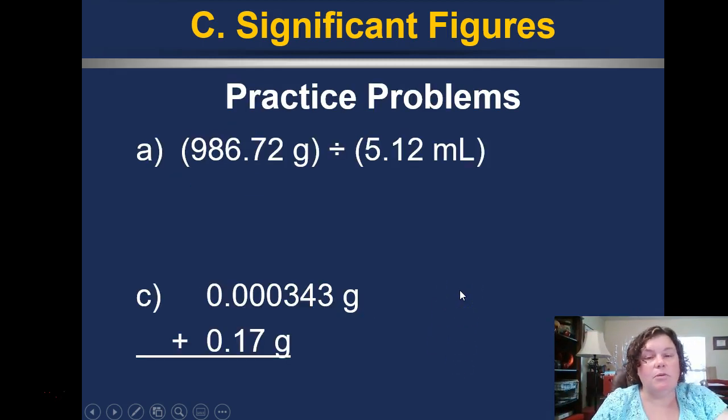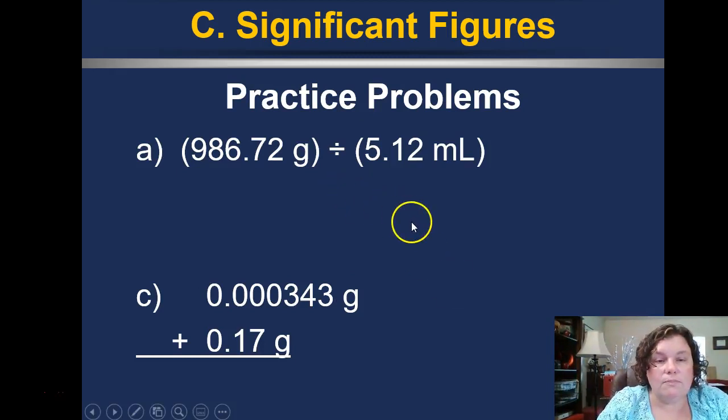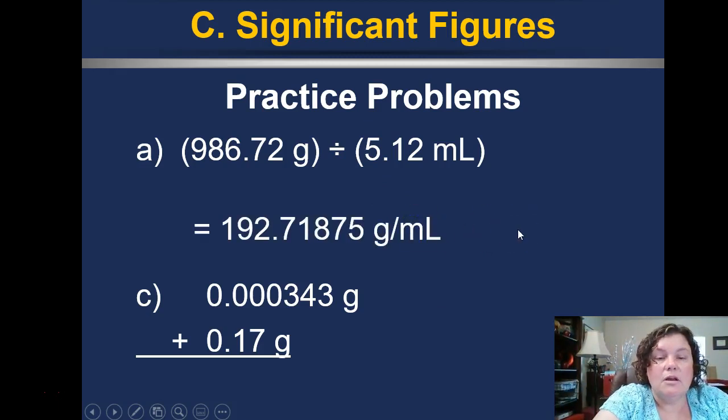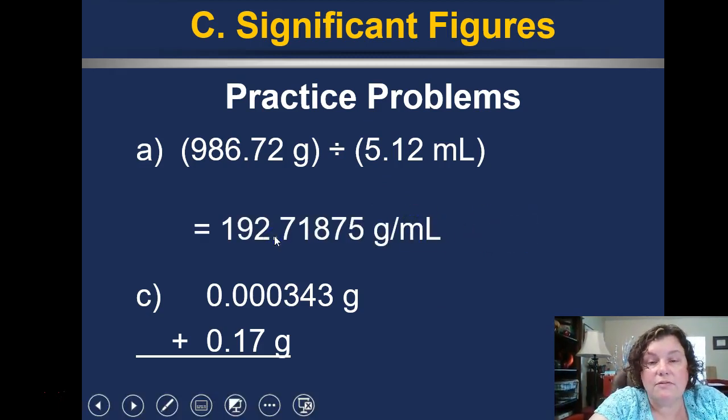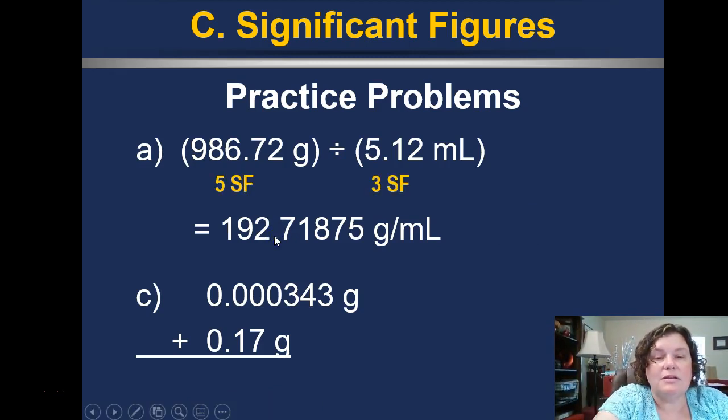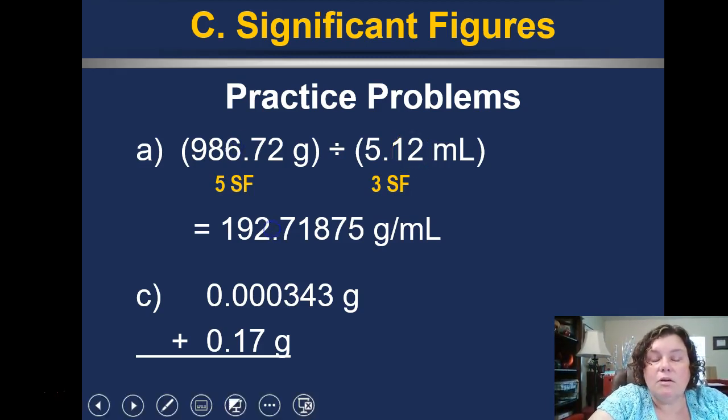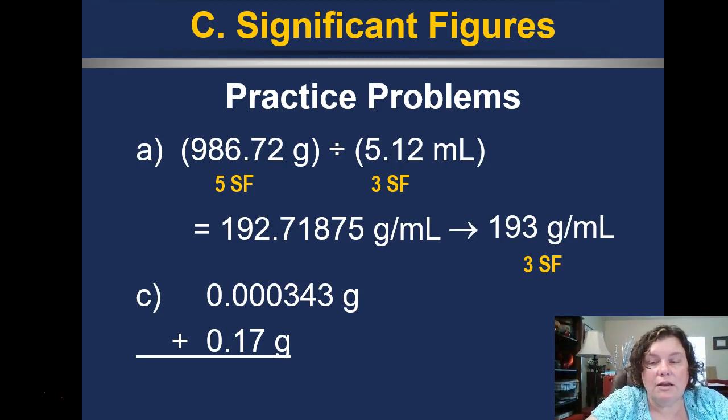Let's do a practice problem here. You're going to pull out your calculator and plug this in. When you do, you're going to get a very long answer. I do not want to see you report this very long answer. What we need to do is look for which one has the smallest number of significant digits. This one has 5. This one has 3. Our answer is going to be in 3 significant digits. So we count 1, 2, 3. That means we look at the number to the right. It is 5 and above, so we're going to give this number a shove. Our answer is going to be 193 grams per milliliter, 3 significant digits.